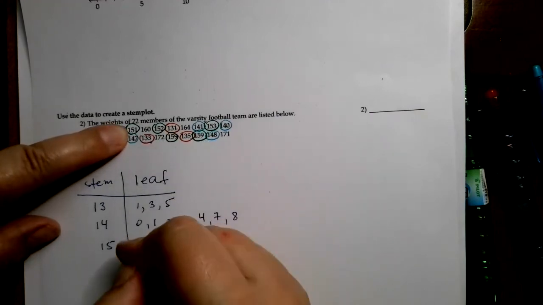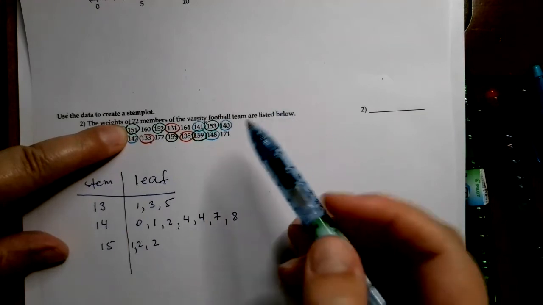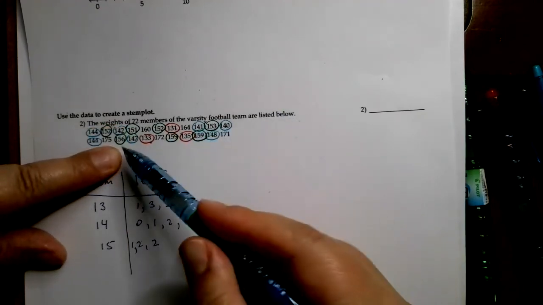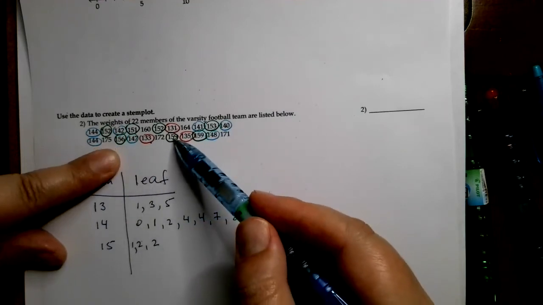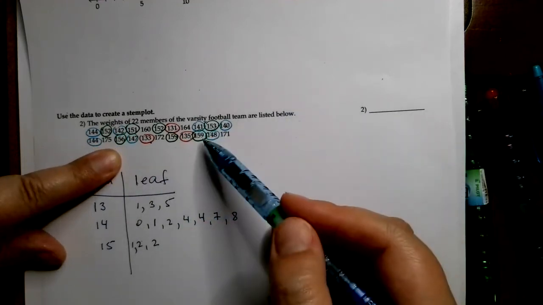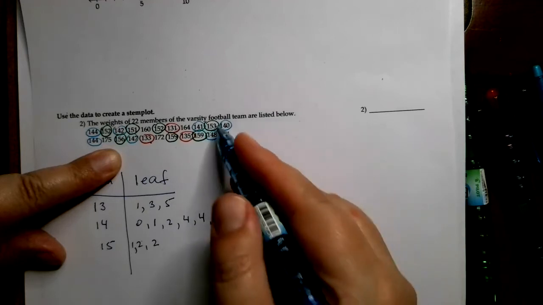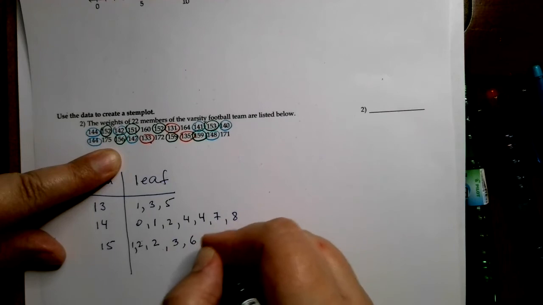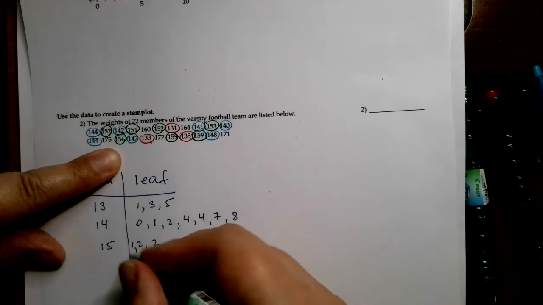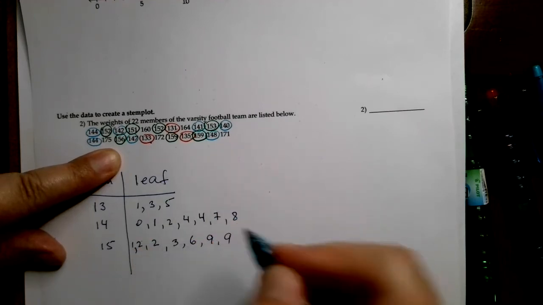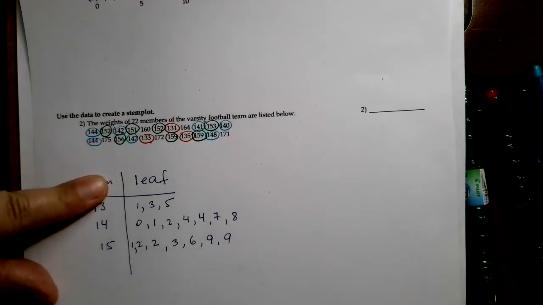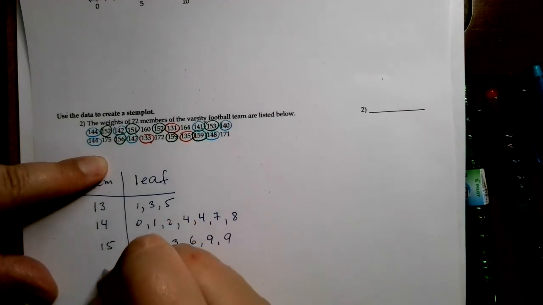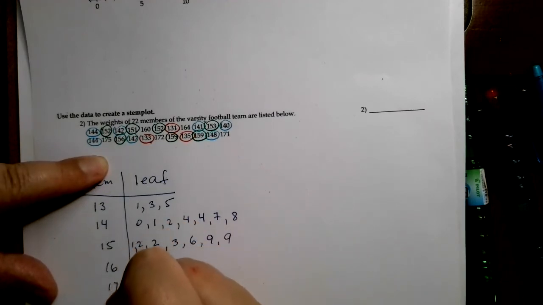Oh, I had a 1. So a 1. And then 3, 6, a 6, and a 9, and another 9. Okay, so 3, 6, 9, and 9. I have 1, 2, 3, 4, 5, 6, 7 of them. Yeah, and I'm gonna continue that for 16 and 17.